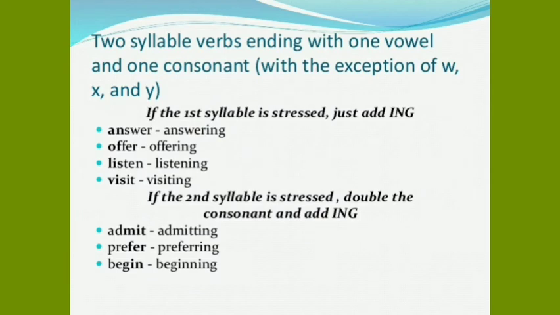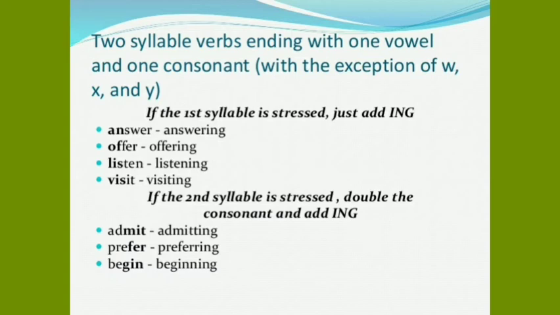Sometimes you will get two syllable verbs ending with one vowel and one consonant. Okay. For example, answer. In the word answer, the first syllable is stressed. So answer will become answering. You need to just add ING. Offer, first syllable is stressed, so you need to simply add ING. Offer, offering. Listen, first syllable is stressed. In case the first syllable is stressed, you need to just add ING.